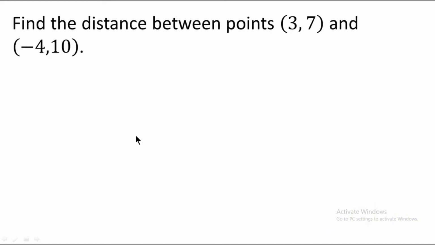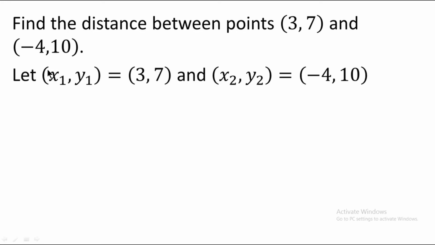Let's jump to the next example. Find the distance between points 3, 7 and negative 4, 10. Remember, we need to name the points first. Let x1, y1 equal to 3, 7. That means x1 equal to 3, y1 equal to 7. And x2, y2 equal to negative 4, 10. x2 equal to negative 4 and y2 equal to 10.